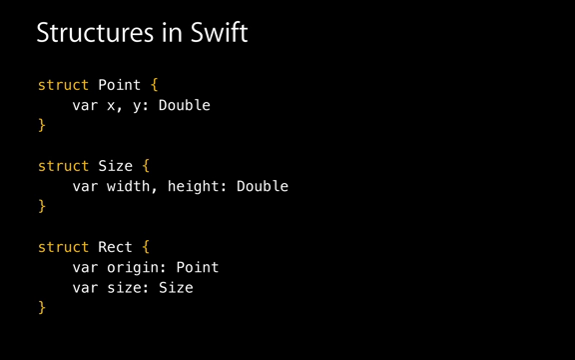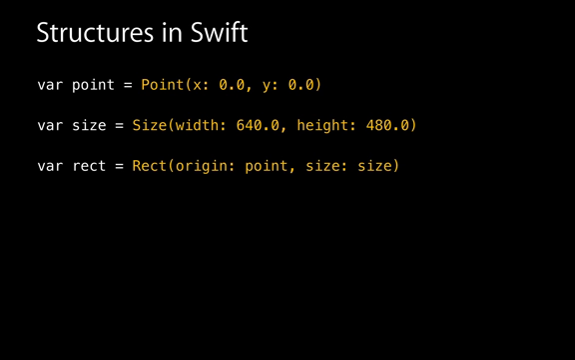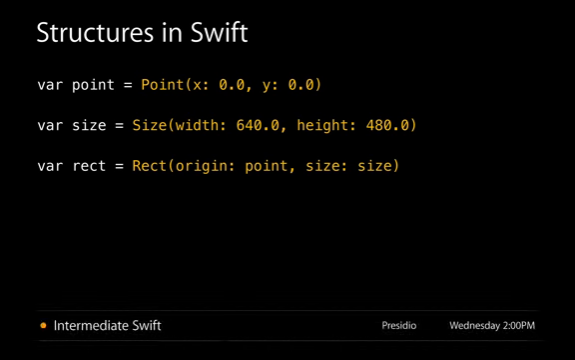And with structures, I get a very handy member-wise initializer by default. This means it's really easy to create instances of these structures just by supplying values for the properties in line. So I'm supplying an x and a y, a width and a height, a point and a size for the rectangle. If I really wanted to, I could actually provide custom initializers in my structures. To find out more about that, check out the intermediate Swift talk.